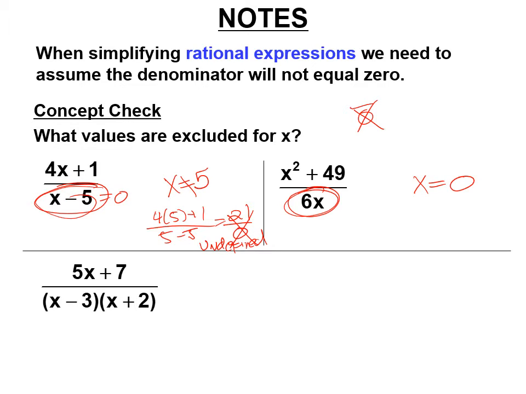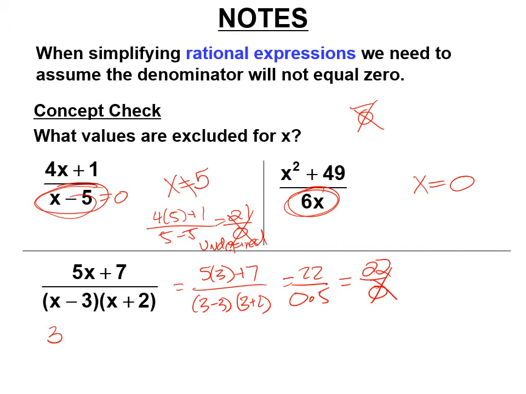Well, let's see. One of them is 3. If I put 3 on the top, you get 5 times 3 is 15 plus 7 is 22. On the bottom, you get 3 minus 3 times 3 plus 2. Well, you get 0 times 5. What's 0 times 5? 0. This is undefined. So x cannot equal 3. 3 is excluded. What else will make the bottom here equal to 0? Well, negative 2 will also. x can't be negative 2.